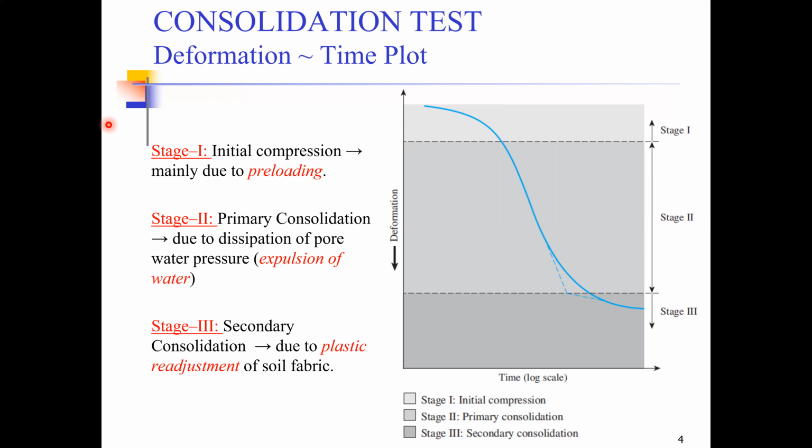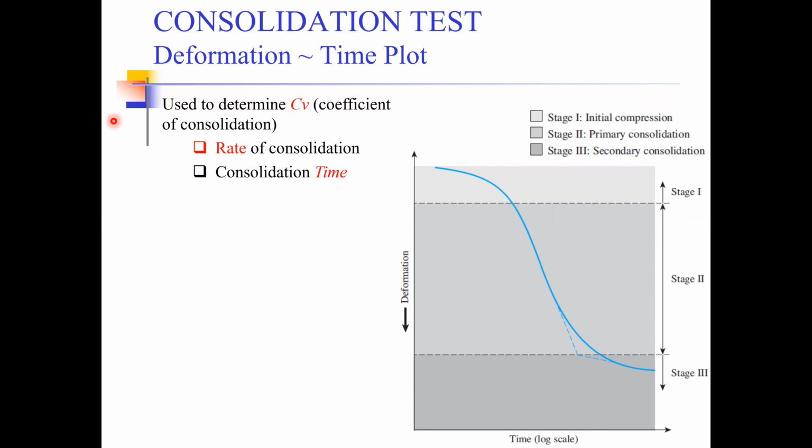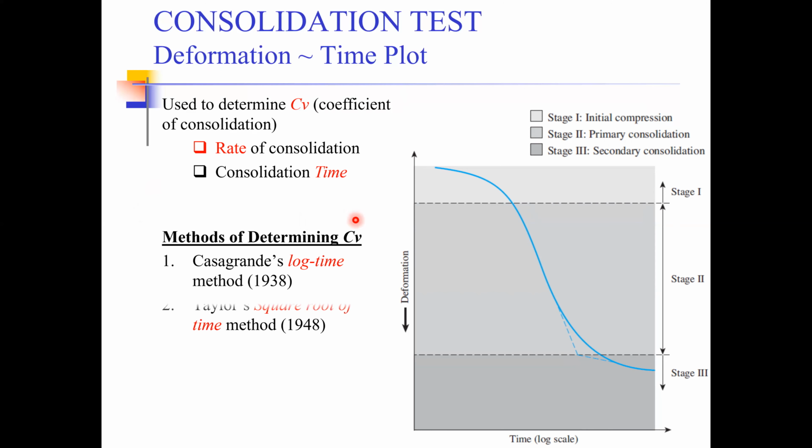Now let's see how we can use this graph for the determination of coefficient of consolidation. If we know this Cv, we can determine the rate of consolidation and also the time of consolidation. There are basically two different methods which can be used for the determination of coefficient of consolidation, Cv. The first method is called the Casagrande's log time method, and the second method is called the Taylor's square root of time method. Now, let's have a look at both of these methods one by one.